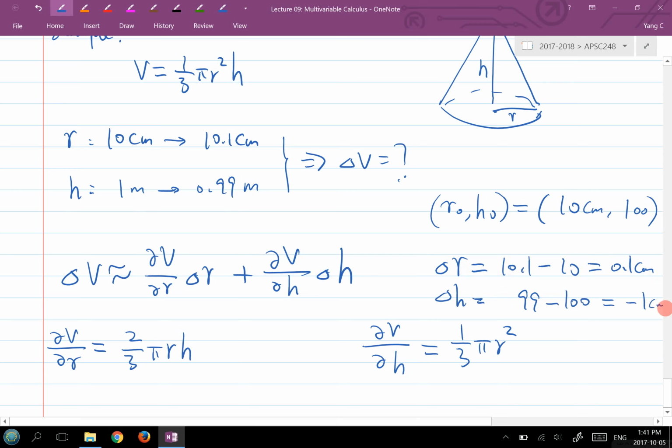This is the part where people often make a mistake. So you always use the current value minus the original, right?